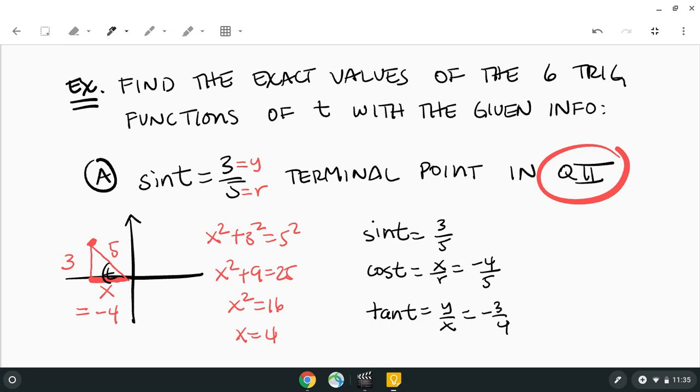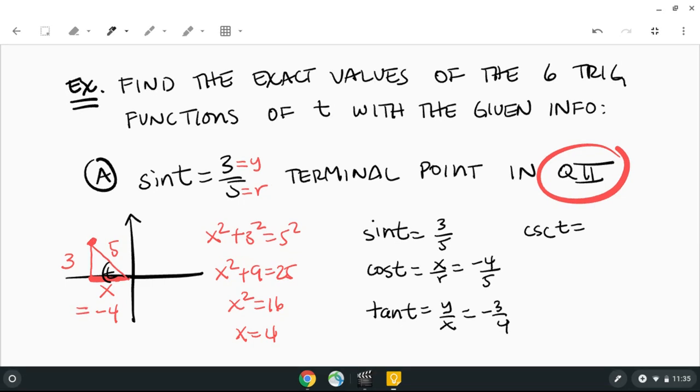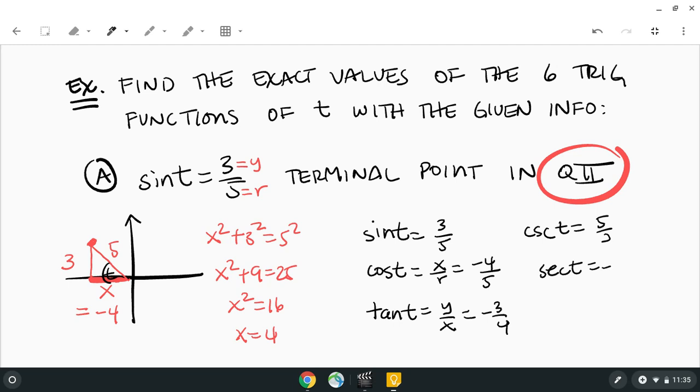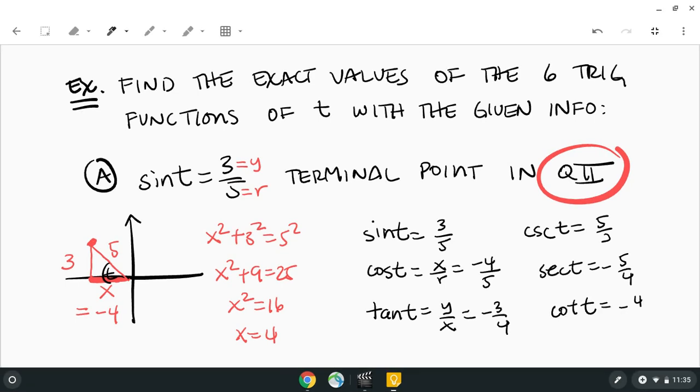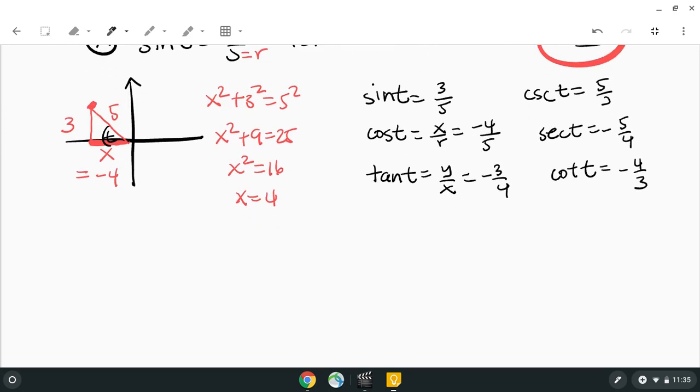All right. And then the other 3 are just the reciprocals of these. So cosecant will be positive 5 over 3. Secant will be -5 over 4. And cotangent t will be -4 over 3. And that's how you would get all 6. Why don't you go ahead and try this one?